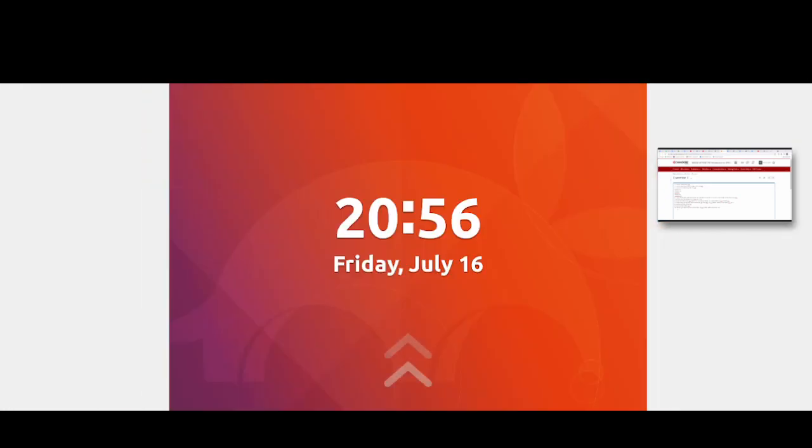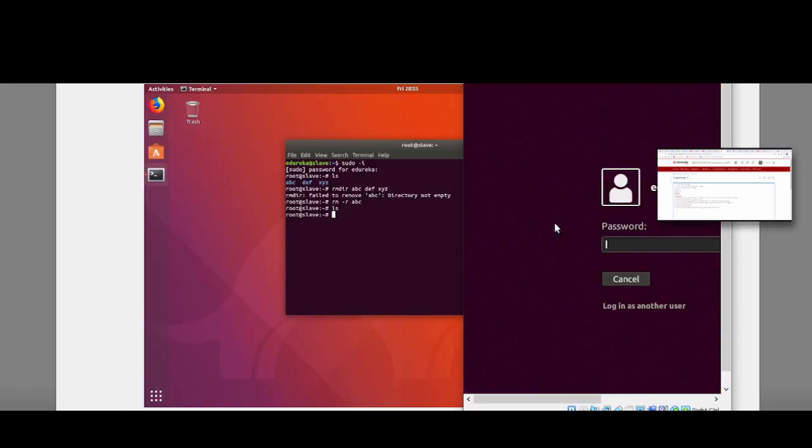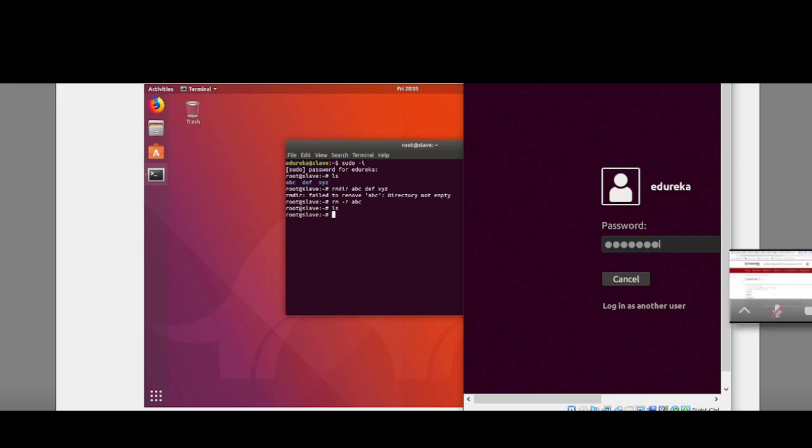So here is question number 10, from the root directory. So first of all, you have to know how to log in as a root.